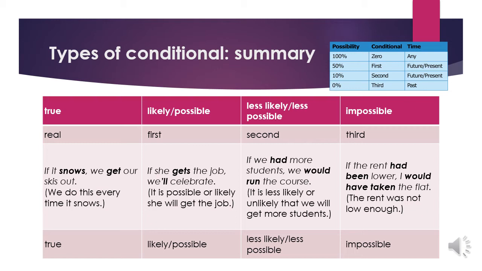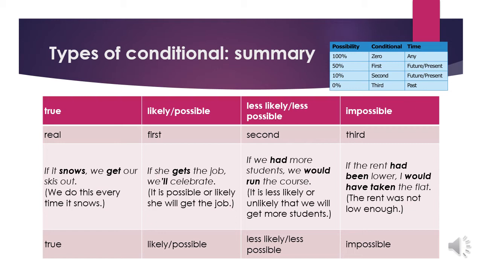The second column, likely, possible. First conditional: if she gets the job, we will celebrate. It is possible or likely she will get the job. The third column, less likely, less possible, the second conditional. If we had more students, we would run the course. It is less likely or unlikely that we will get more students.